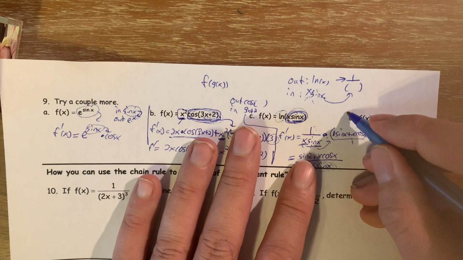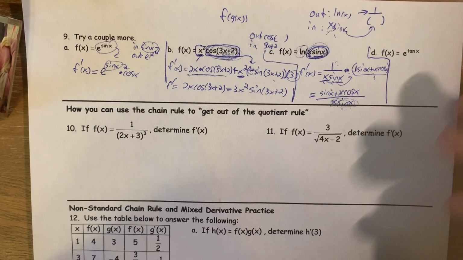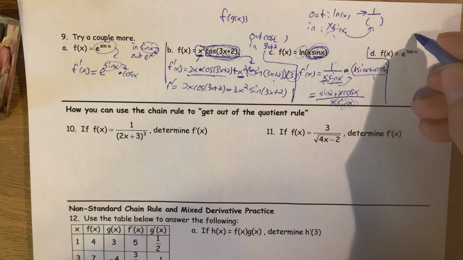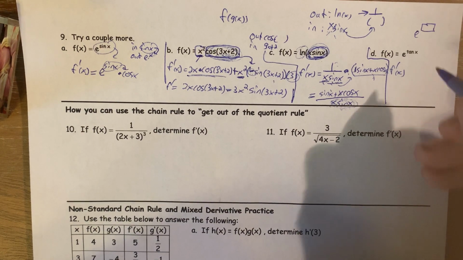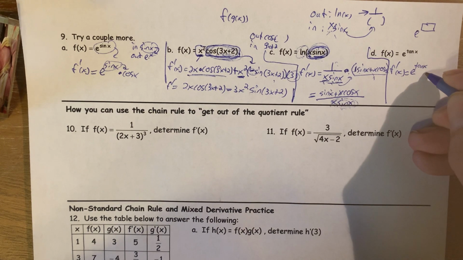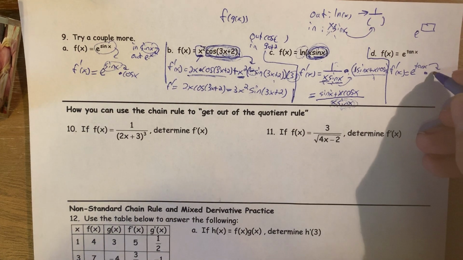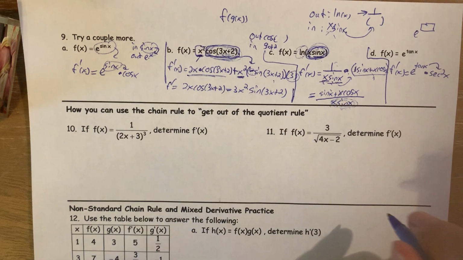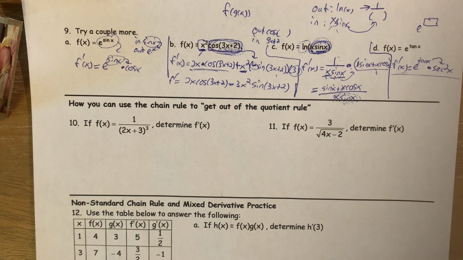Last one, let's see how you guys do on this one. If f of x equals e to the tangent of x, what's the derivative? Well, the outside function is e to the something power. So the derivative of e to the something is still e to that something power, times the derivative of the inside one. The derivative of tangent, hopefully you have memorized, is secant squared of x, and that is our derivative. These get pretty quick once you've practiced it some, and you will have a long practice tonight.